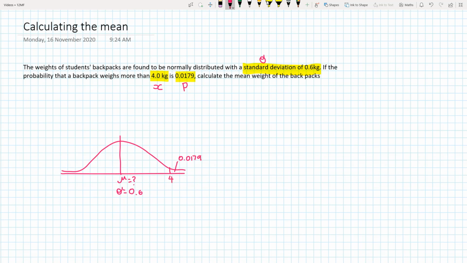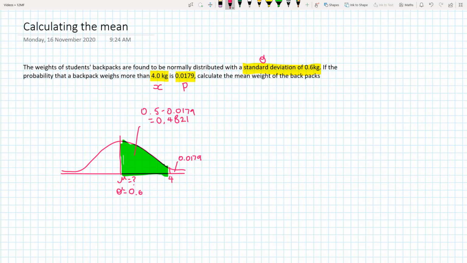Now remember when we're using the tables, we find it in between the line, like the mean, and the line that we're trying to find. So we're talking about all of this area here. To calculate that, we go 0.5, take away that probability, which equals 0.4821.